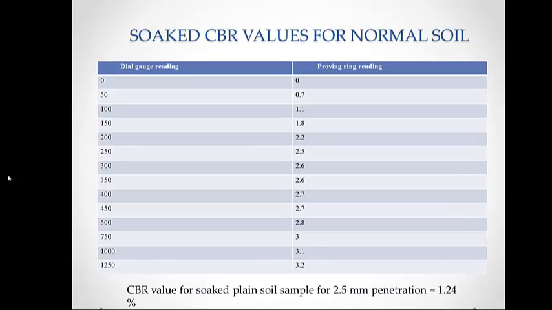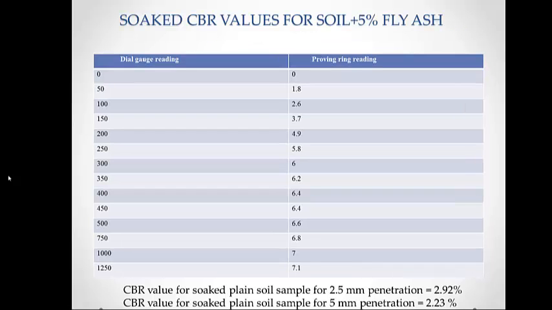We also need to find out the soaked CBR values for the soil sample. This is done to find out the load bearing capacity of the soil in case it encounters any expansive soil, and the value is found to be 1.24 for 2.5 mm penetration. This table gives you the results obtained for the soaked CBR values plus 5% fly ash, and the value is found to be 2.92% for 2.5 mm penetration.